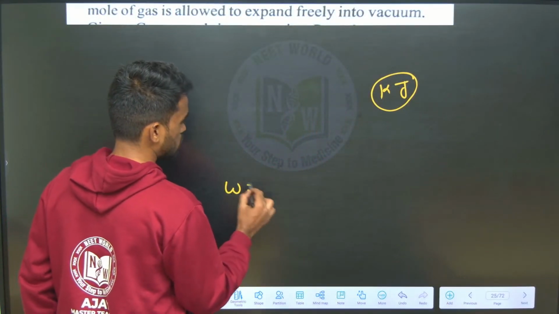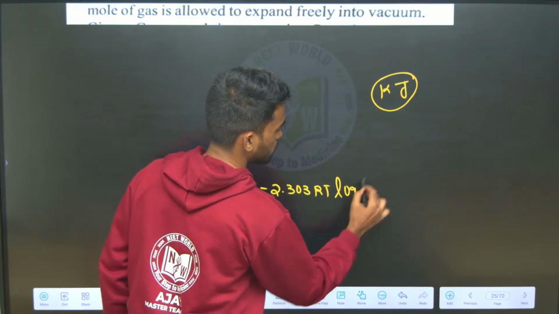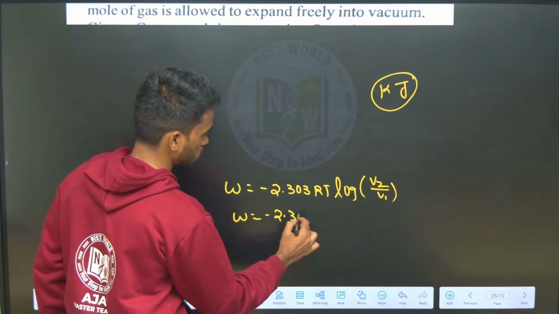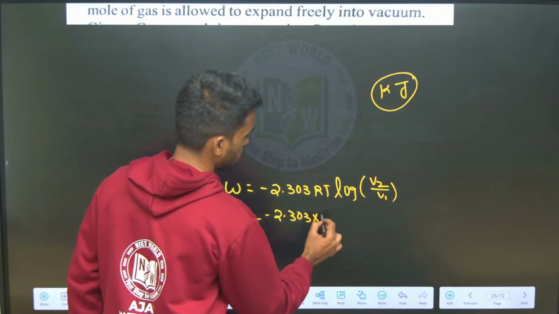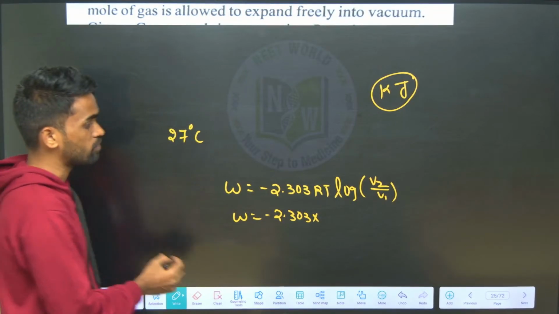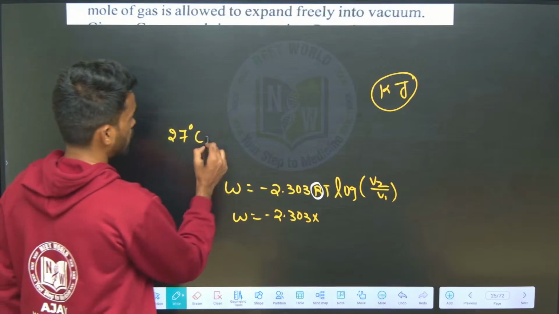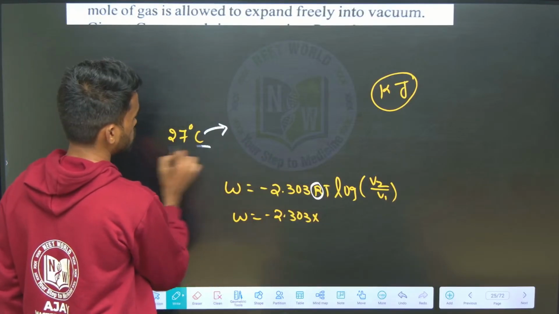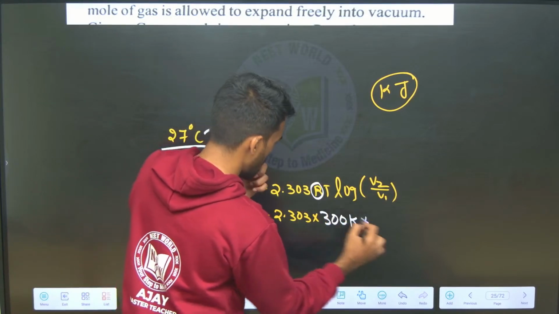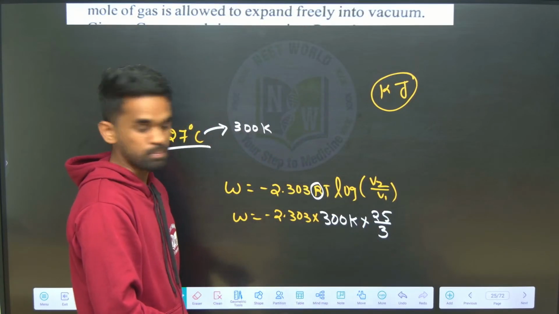Work done will be equal to minus 2.303 RT log V2 by V1. That's it. Next, minus 2.303, and what is the temperature I mentioned? 27 degrees. You should not take it in degrees Celsius, you should convert into Kelvin. Why? Because R value we are expressing in kilojoule per Kelvin per mole. So this should be 300 Kelvin, multiplied with R. I told you 25 by 3 you can use here, for simplification purpose.